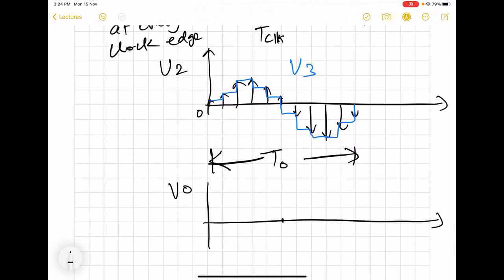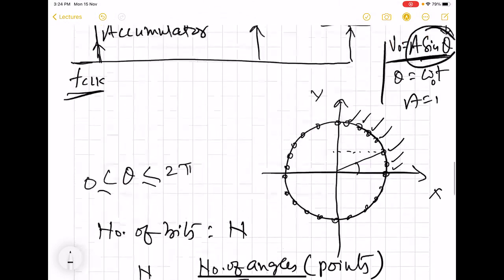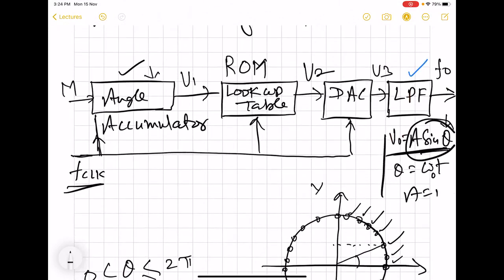So VO is going to be like this. So this is how this DDFS works.